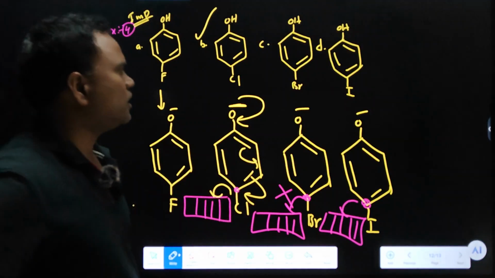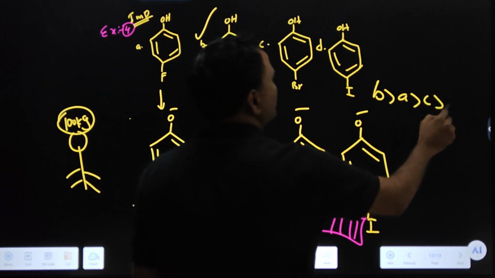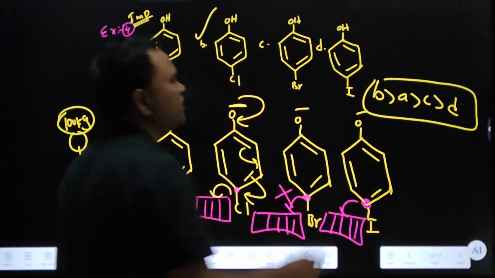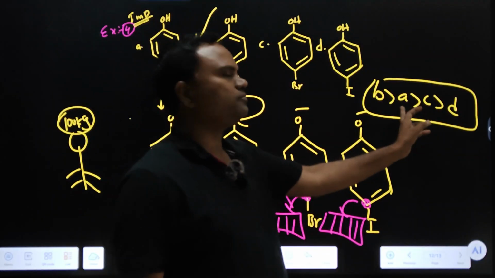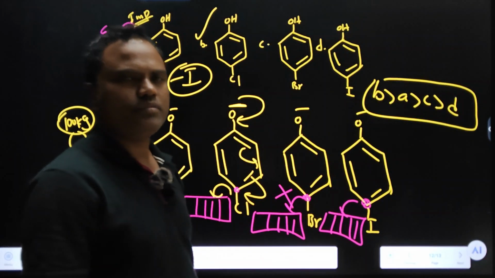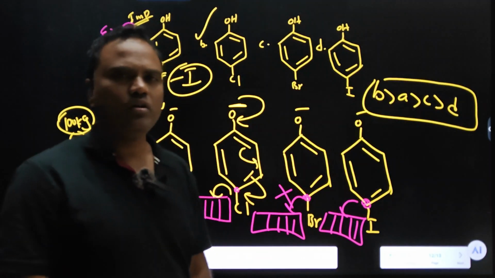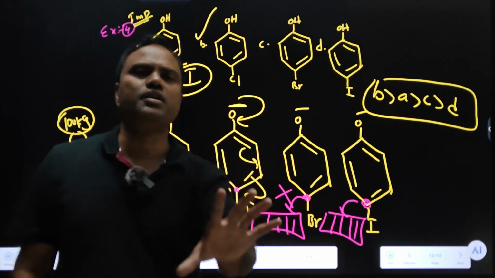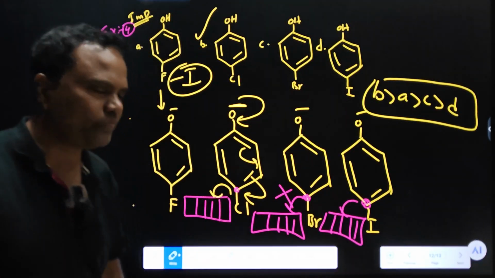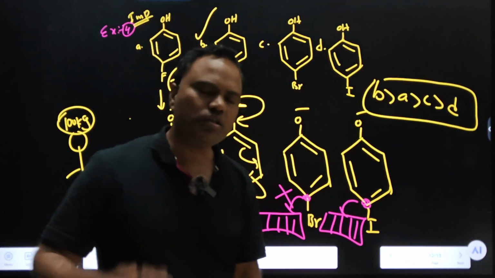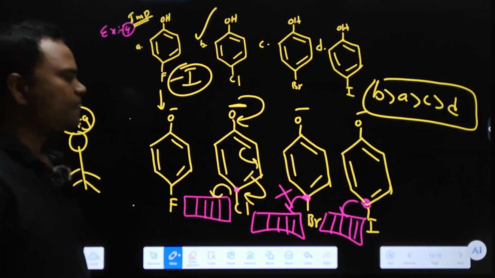Clear? So what is the overall order? B greater than A greater than C greater than D. Clear? In the remaining we consider minus I only. Fluorine is having more minus I, so that's why fluorine will come after chlorine. Iodine is least acidic because its minus I power is less. For chlorine only we consider the vacant d orbital concept. For the remaining we consider the minus I effect, which is having more minus I effect. Fluorine is having more minus I effect. That's why next fluorine will come. Clear? Important example.